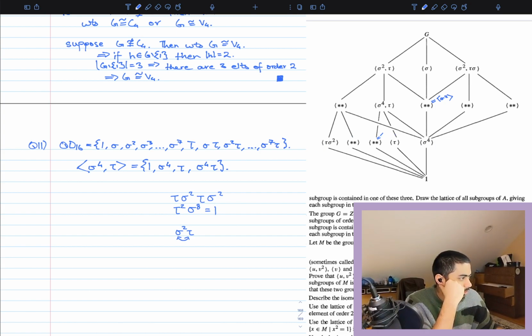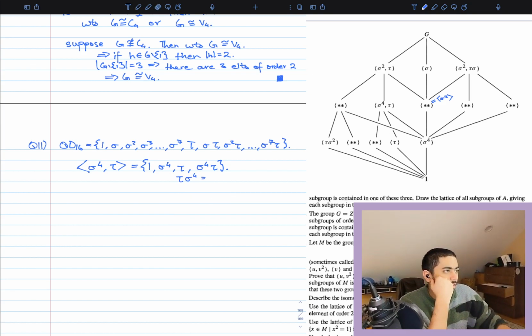I just need to make sure, right? Like, let's also check it out here. Like, we saw what happens when you multiply it in this order. What happens if you swap them, right? So what is tau sigma to the 4th? So let's see. We can take 3 of these sigmas and swap them over here for 1 sigma. So sigma tau sigma.